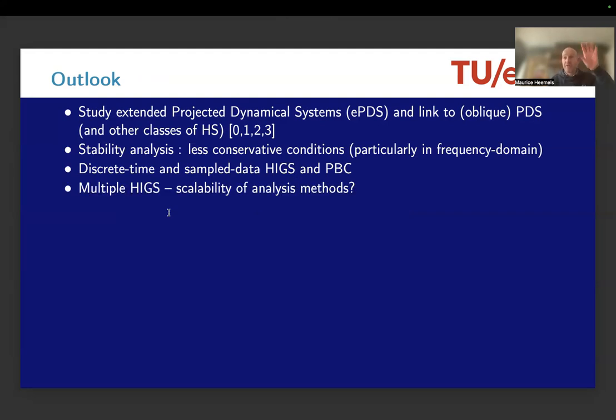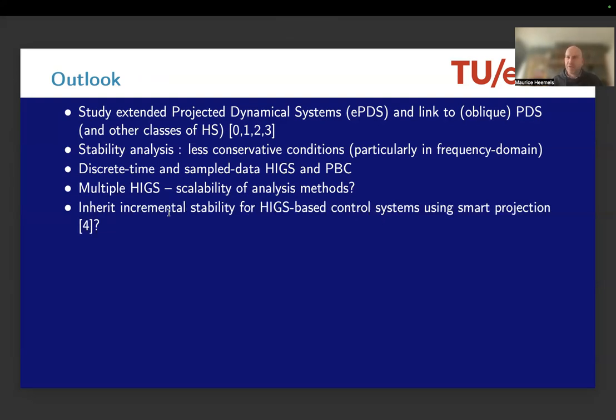Multiple Higgs. So what if you have multi-input, multi-output with many channels, you having multiple Higgs there? I mean, then the LMIs can blow up quickly. So how can we analyze still, let's say, using this in a scalable way, maybe exploiting ideas from networked systems?